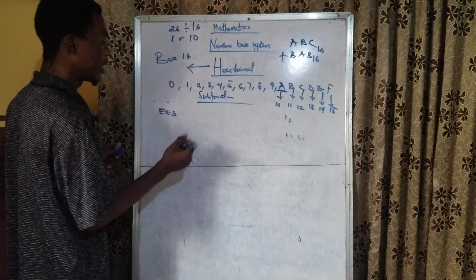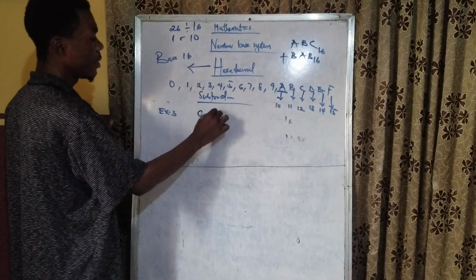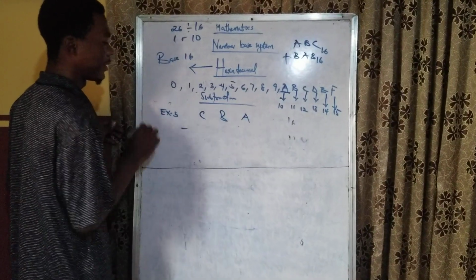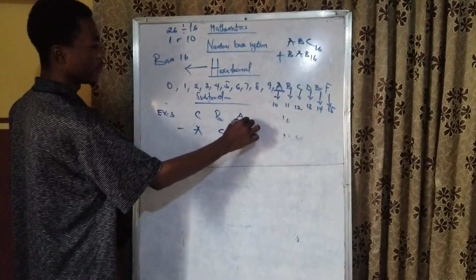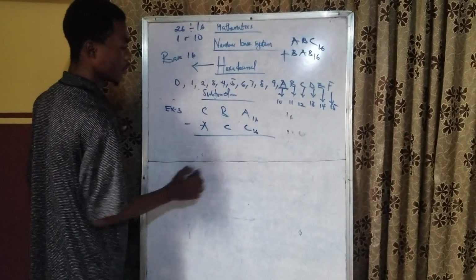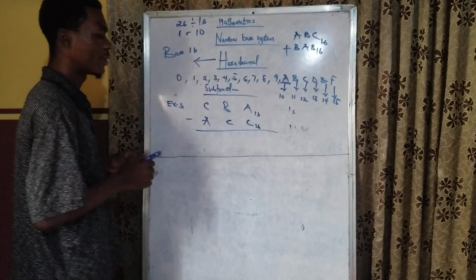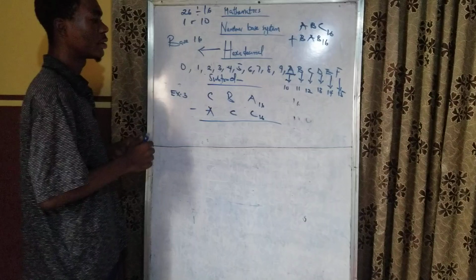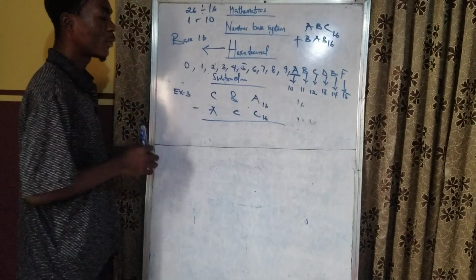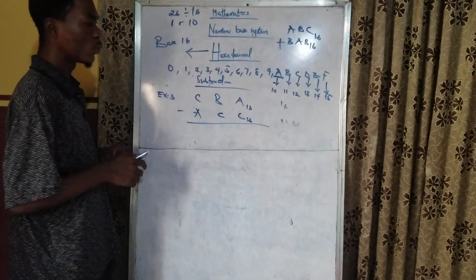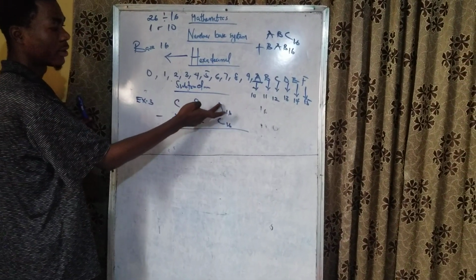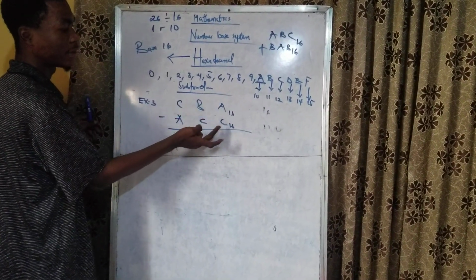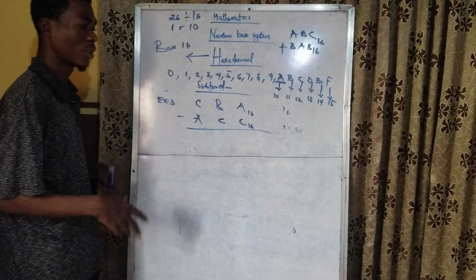So example 3, if we're having CBA minus ACC, base 16. Are we there? So how are we going to go about it? What is A? A is 10. What is C? C is 12. So you know we cannot subtract. You cannot say 10 minus 12 and have minus 2. It will not work like that.